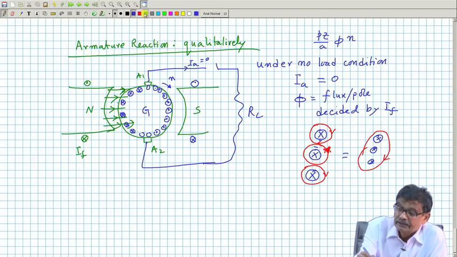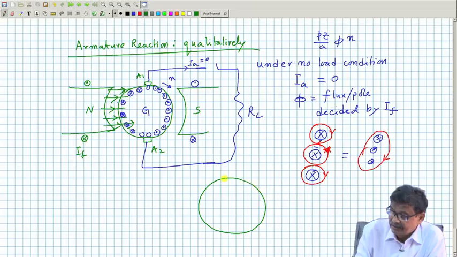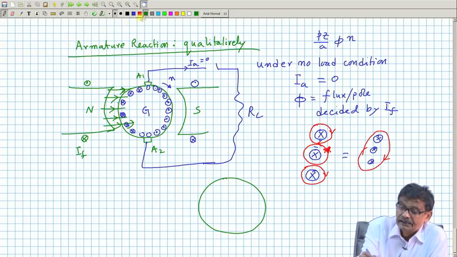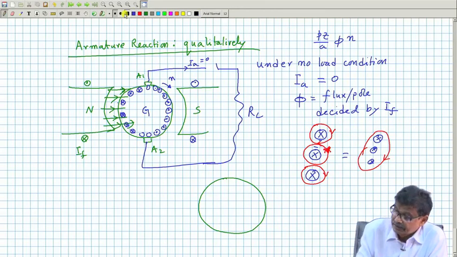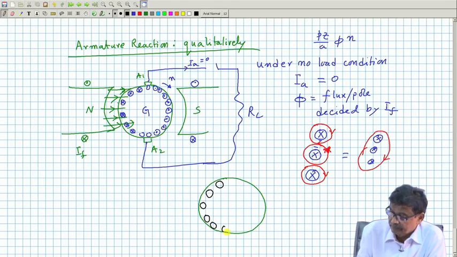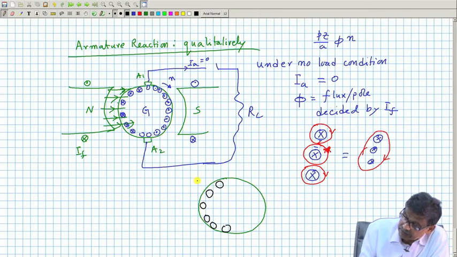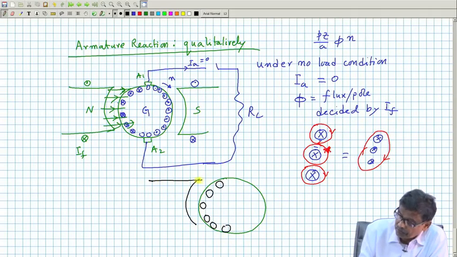That is, your armature is like this, then the conductors, this was your, say, north pole.